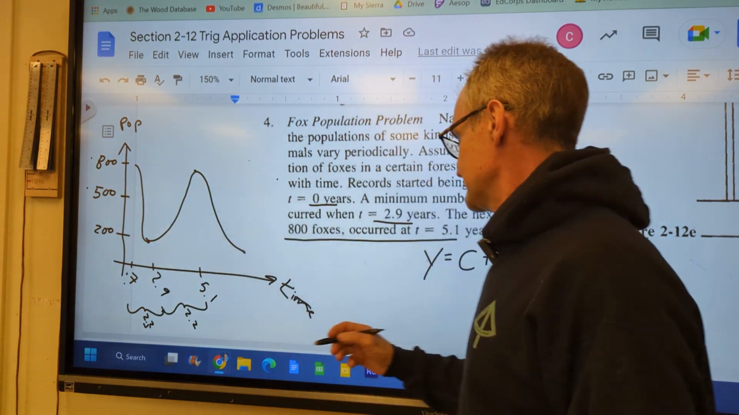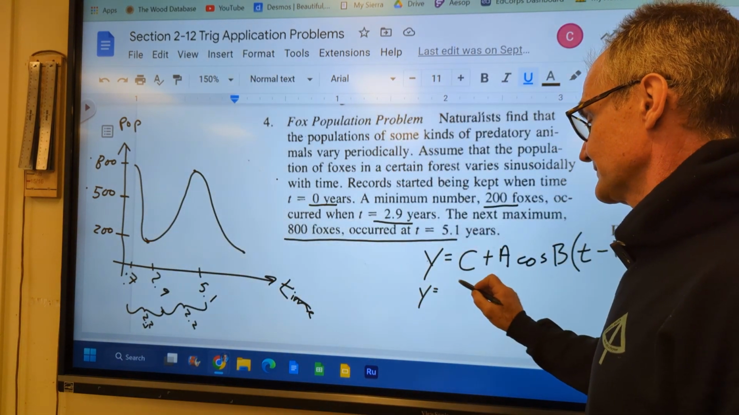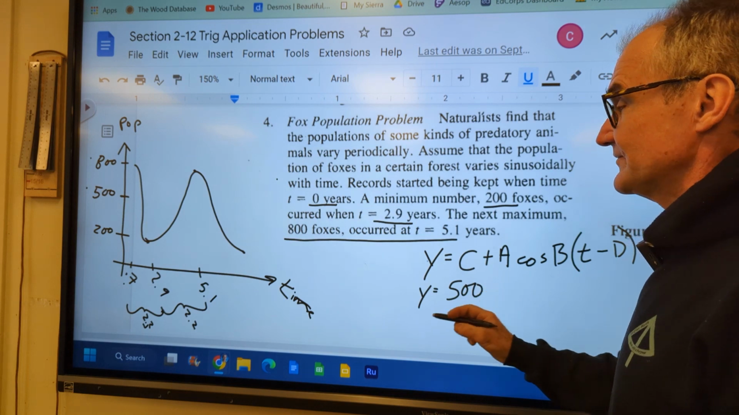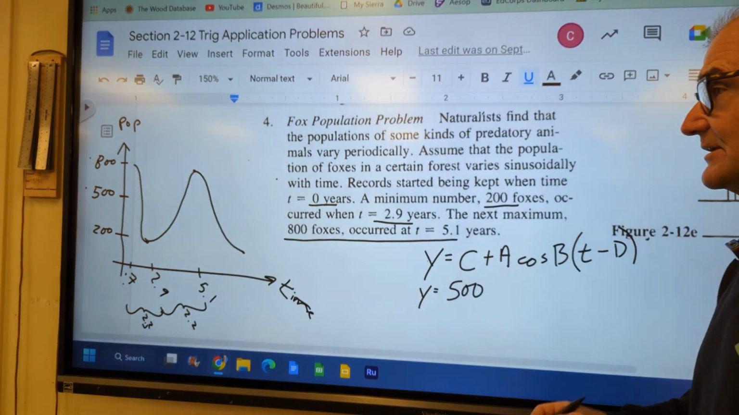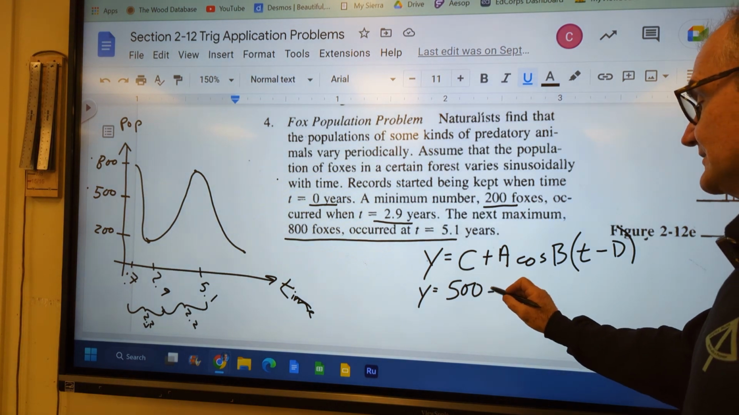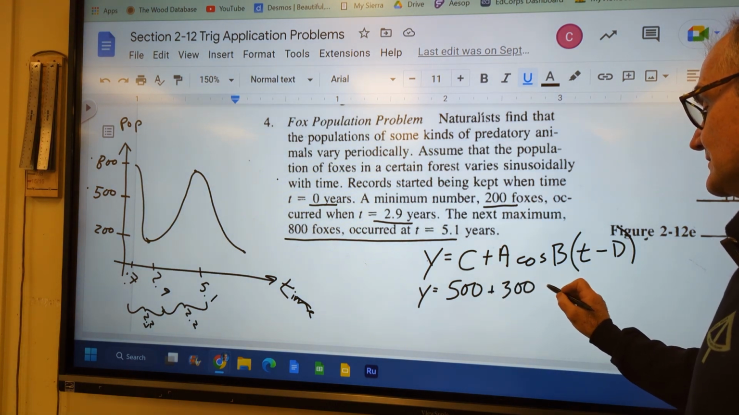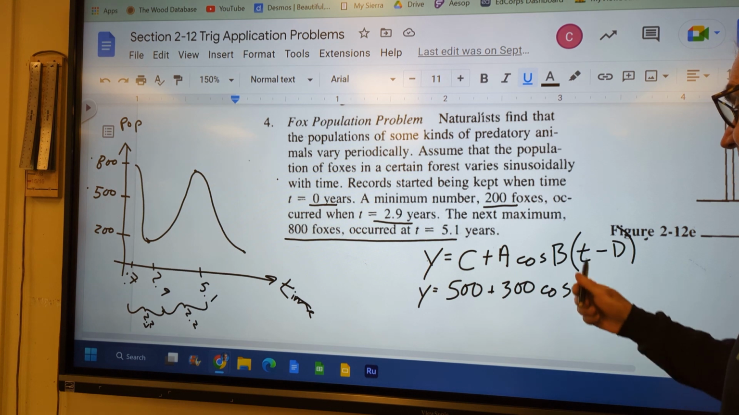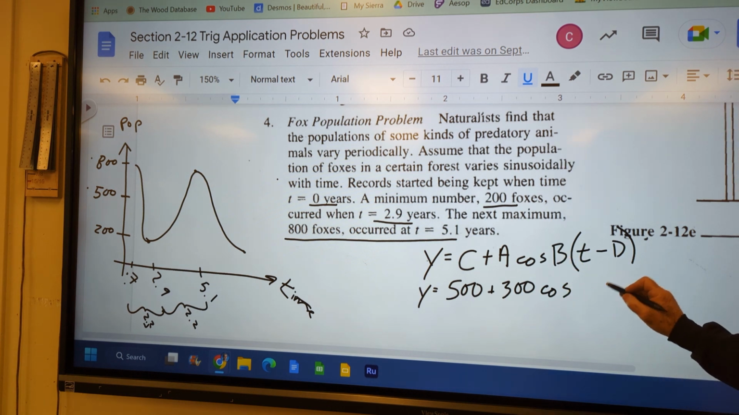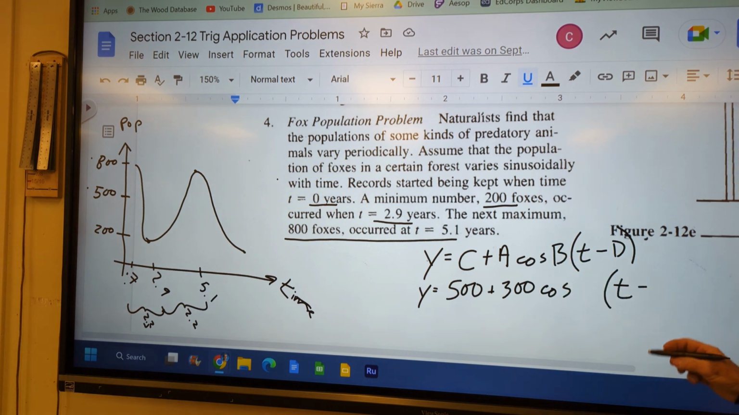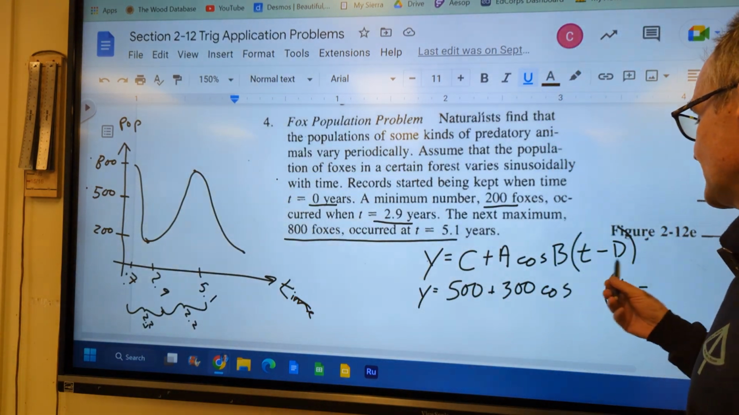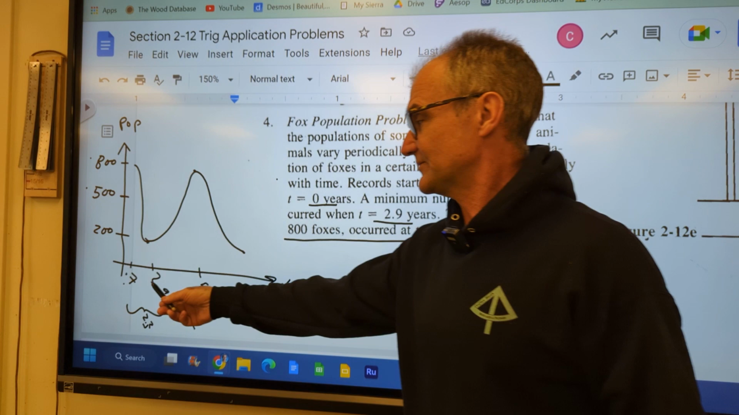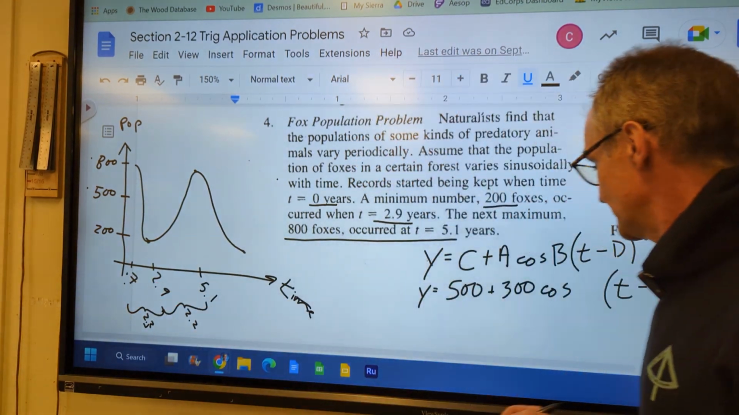So C is my vertical shift. So I can see right there, C is 500. A is from that 500, that new horizontal axis, how high it goes up and down. So 500 plus 300 cosine. I'm going to leave that blank for a second. T, because my independent variable x is really in time. T minus d, d is a phase shift, how far it moved over, and it's starting at 0.7.